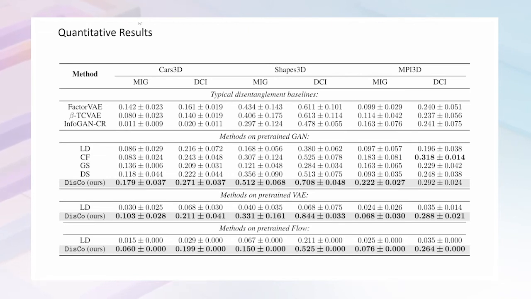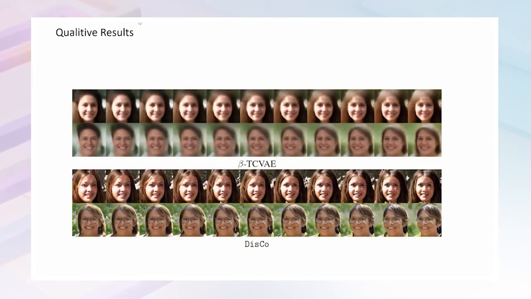Here are the quantitative results. DISCO achieves the state-of-the-art disentanglement on 3 popular datasets and 2 disentanglement metrics. DISCO can also work for the current majority generative models, including GAN, VAE, and FLOW. Compared with the previous methods, due to getting rid of the trade-off, DISCO has much better image generation quality and achieves better disentanglement at the same time.